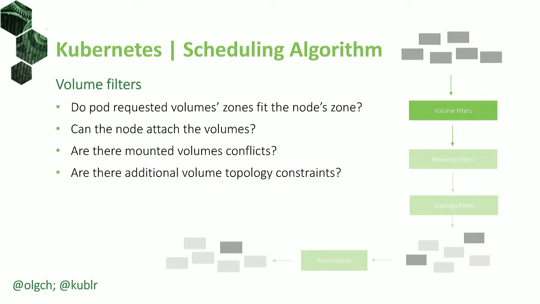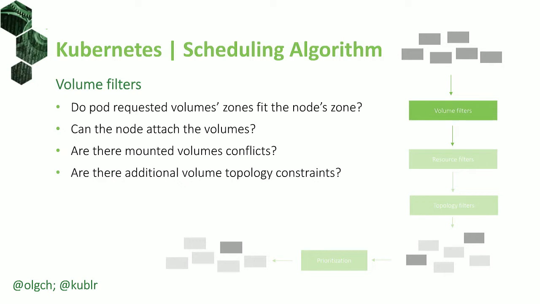So the first thing the scheduling algorithm does is node filtering. The first group of filters is volume filters, according to volumes, persistent volumes requested by the pod. There are a number of constraints that can be related to volumes. For example, if a pod requests a volume in a certain availability zone, that pod can only be assigned to nodes in that availability zone. If the scheduler knows that no more than a certain number of volumes can be attached to a specific node, and this number is already at limit, it will also not consider that node for scheduling.